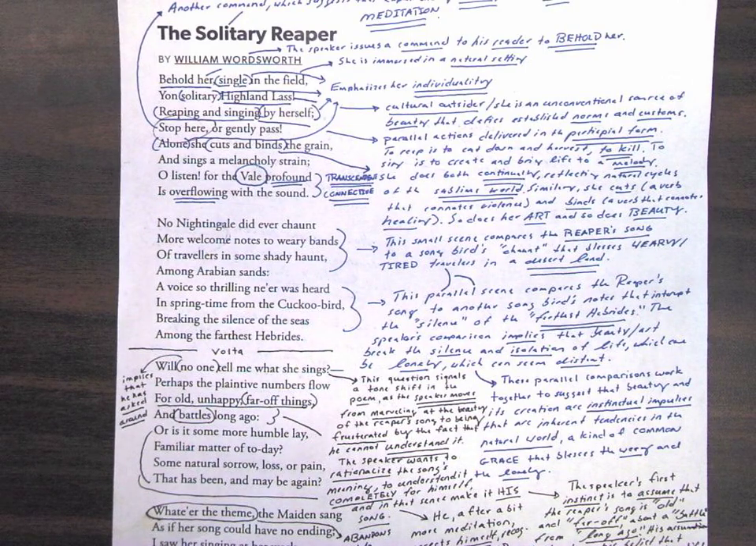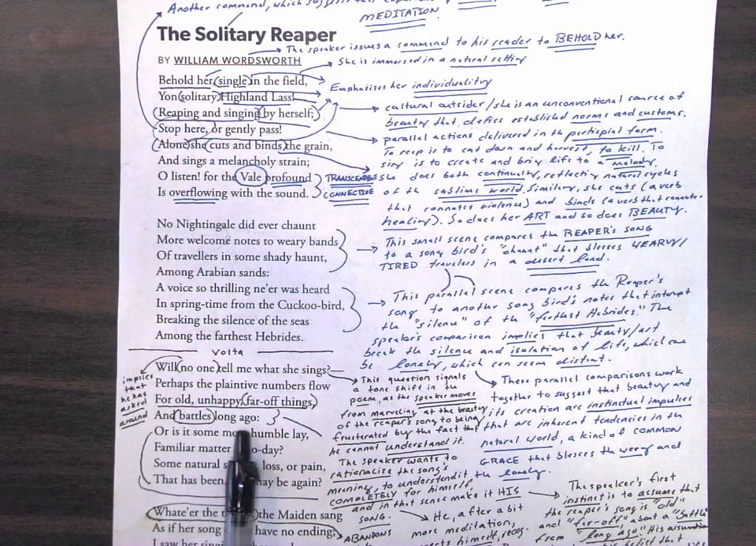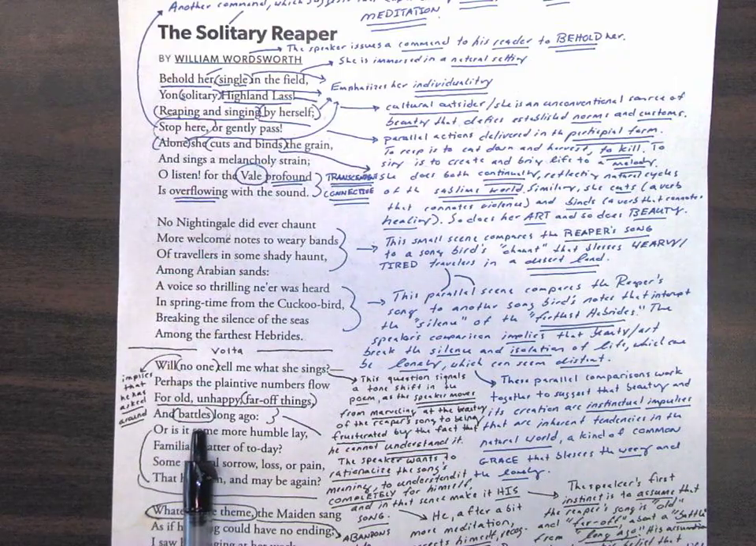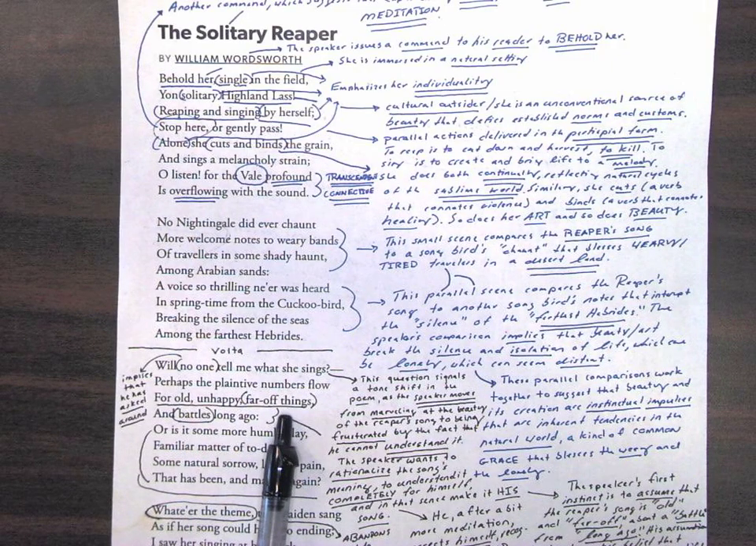Now, as he attempts to rationalize and understand the poem, he asks two questions. He begins to consider the theme, the meaning of the song. Perhaps the plaintive, that means sad, the plaintive numbers flow for old, unhappy, far off things and battles long ago. Now, this reaper, this Highland lass, she's no warrior. She's a field hand, all right? She doesn't fight.